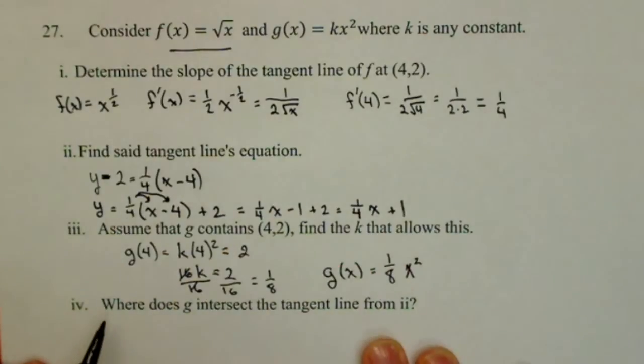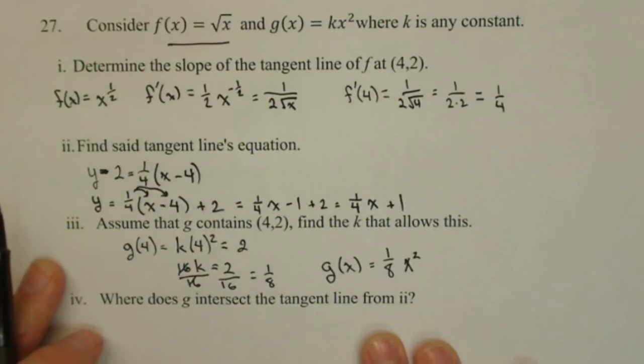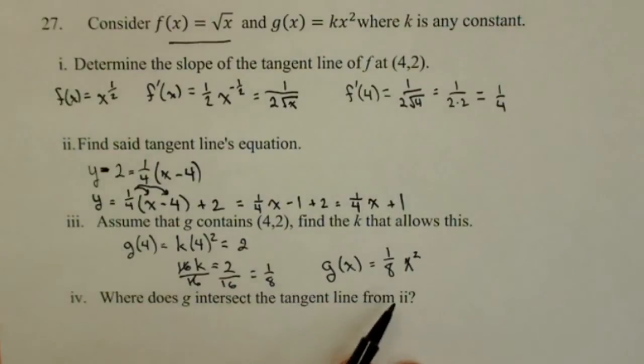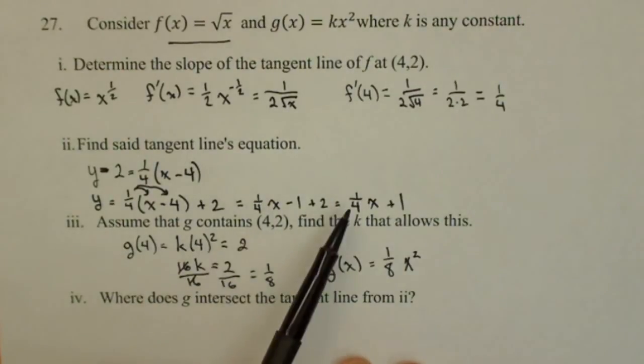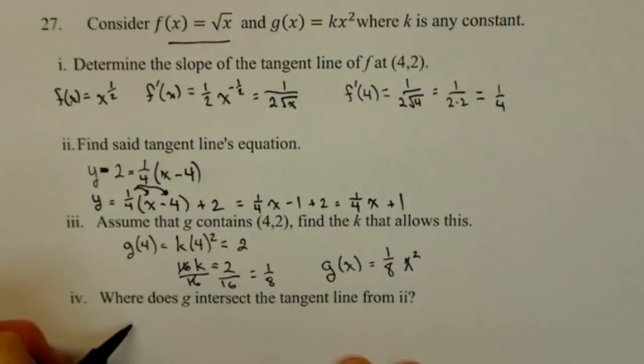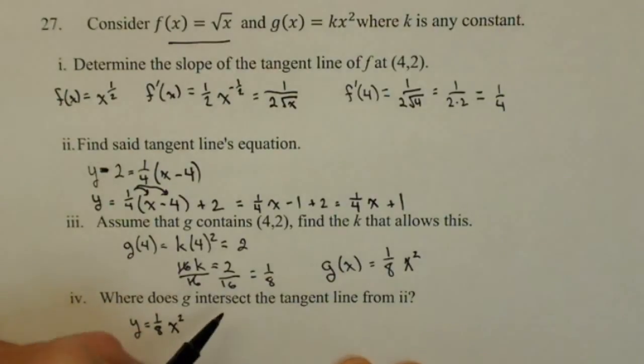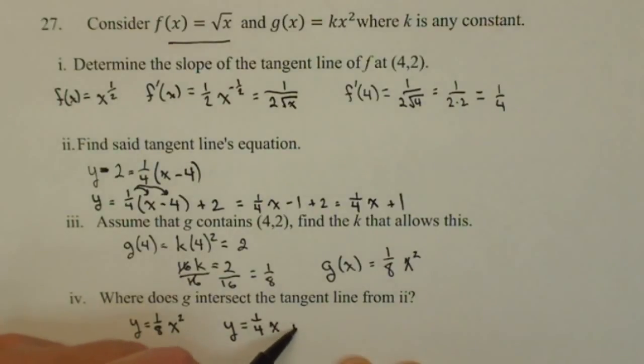So then g of x is actually 1/8 x squared if we require that it goes through (4, 2). So the last question then is, where does g intersect the tangent line from before? We're looking for where y equals 1/8 x squared intersects y equals 1/4 x plus 1.